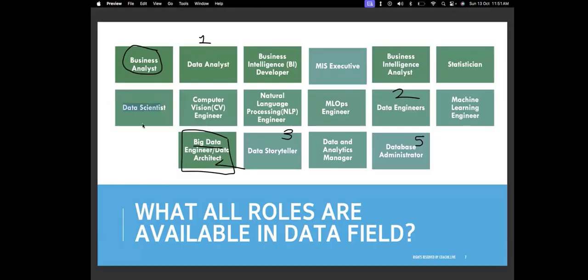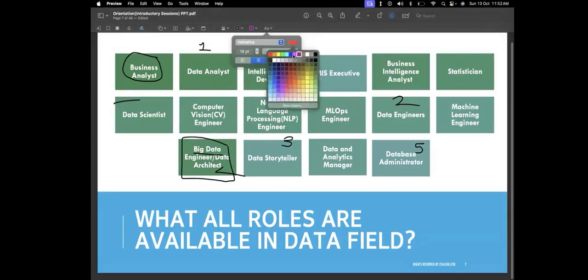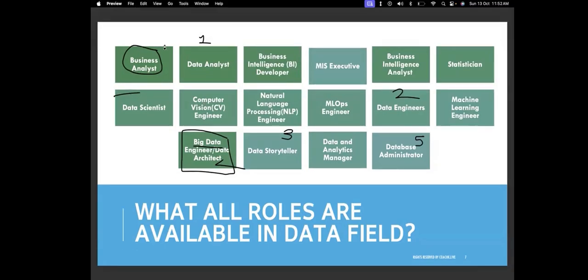And once you are a data scientist, oh, I wanted to change the color. Not sure what's wrong.